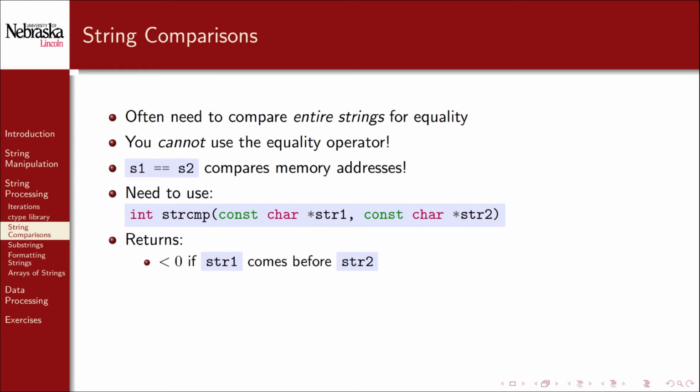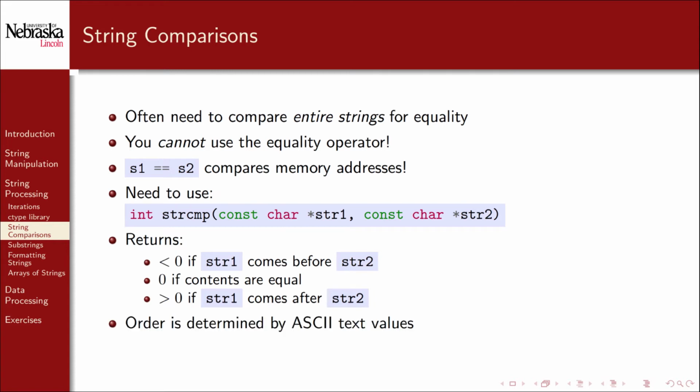It returns something negative if str1 comes before str2, that is, the 2 strings are in order. It returns 0 if they're equal, that is, they have the same contents. And it returns something positive if str1 comes after str2, or another way of looking at it is if they're out of order. The ordering of strings is determined by the ASCII text table values. So numbers come before letters, uppercase letters come before lowercase, etc. Let's take a look at a demonstration.